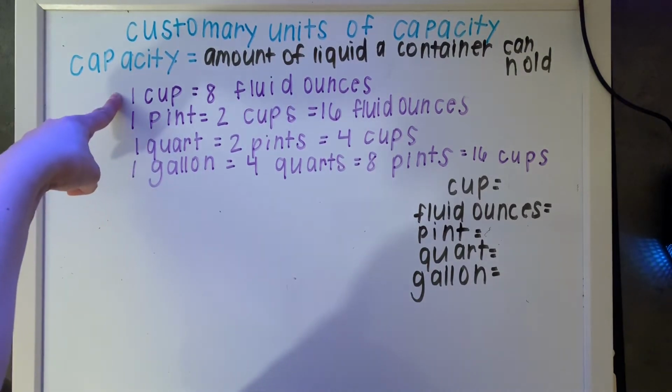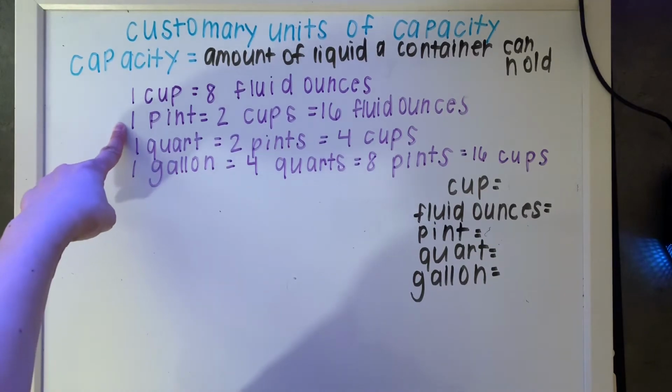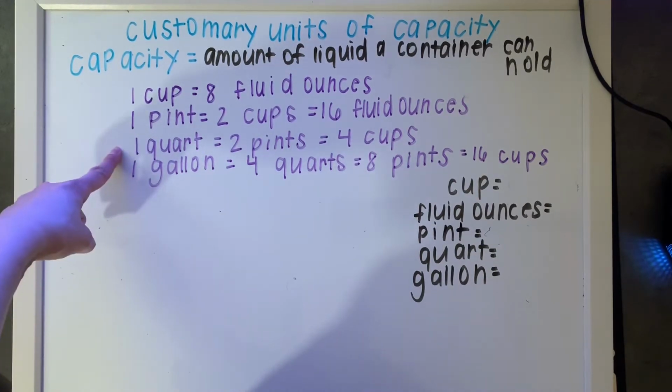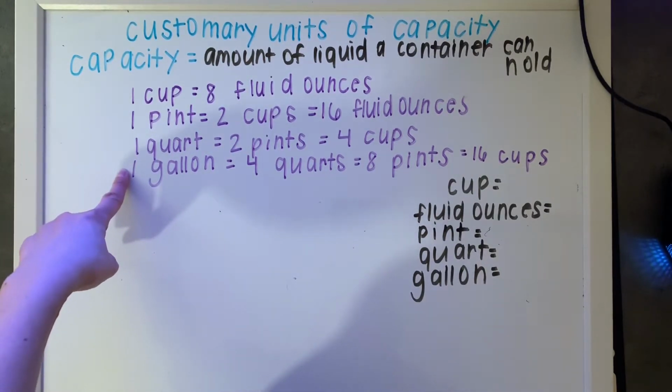So 1 cup equals 8 fluid ounces. 1 pint equals 2 cups, which also equals 16 fluid ounces. 1 quart equals 2 pints equals 4 cups. 1 gallon equals 4 quarts, which is also equal to 8 pints or 16 cups.